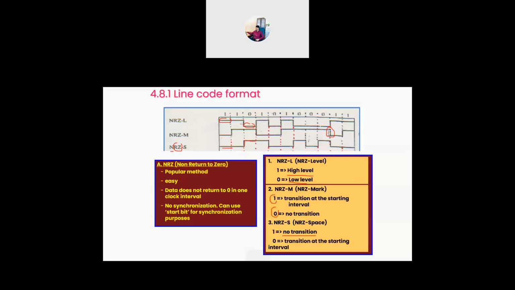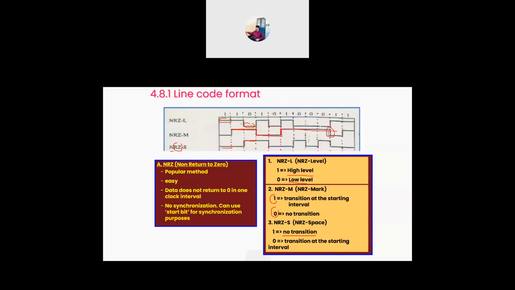So for the transition at the starting interval, for the NRZM, this is 1, and for 0, no transition, so we just proceed. After that, for the next 1, we're going to have the transition change. Then for bit 0, no transition for the NRZM. And if there is 1, then again the transition changes, and 0 just continues.